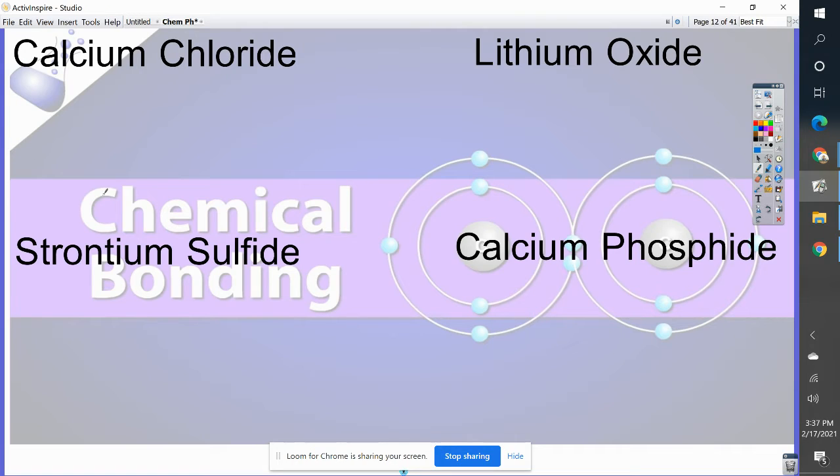So first step is just draw a symbol of each with its valence electron. So draw the Lewis structure. So calcium has 2. 1, 2. Chloride, capital Cl, has 7. 1, 2, 3, 4, 5, 6, 7. Go ahead and draw brackets.